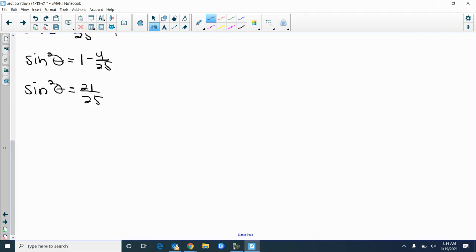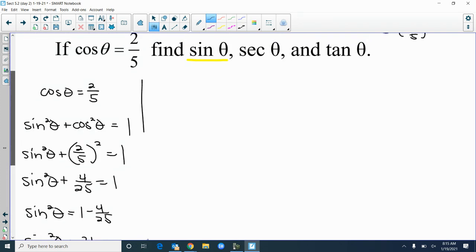Now we want to know what the sine of theta equals. That's sine squared. Just like an x squared, take the square root of both sides. That gives me sine of theta equals the square root of 21 over 5, because the square root of 25 is 5. Could have done a right triangle, but I don't want to use an identity until we get used to these. All right, so that's the first one.